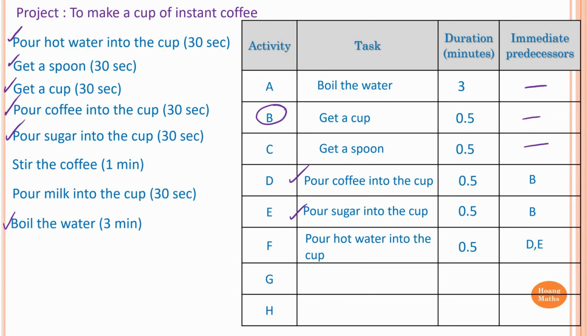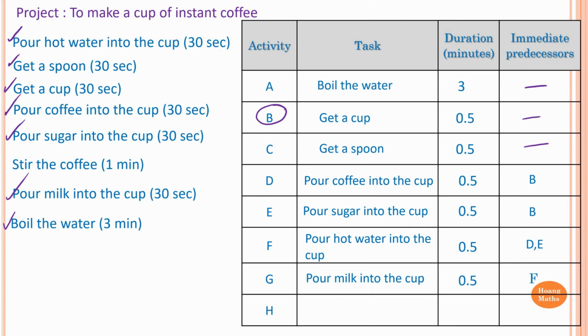Now I can pour milk into my coffee. So that is activity G. And it takes me 30 seconds to do this, or half of a minute. And the immediate predecessor of activity G is F.